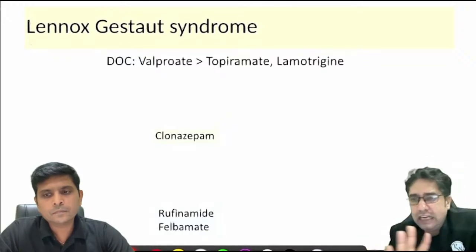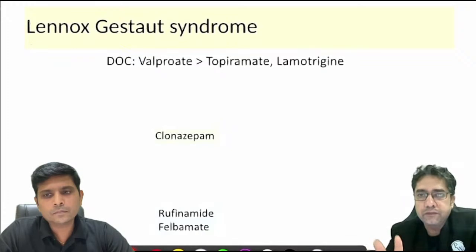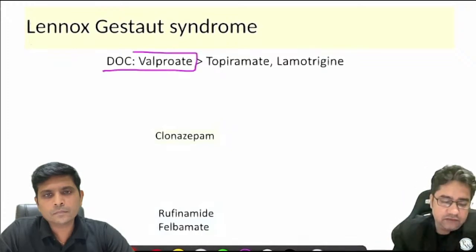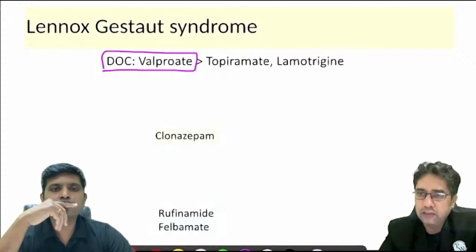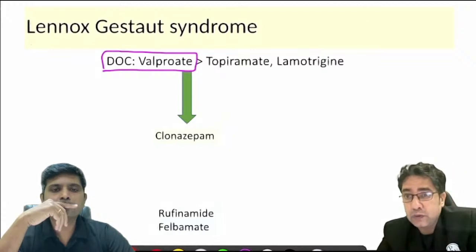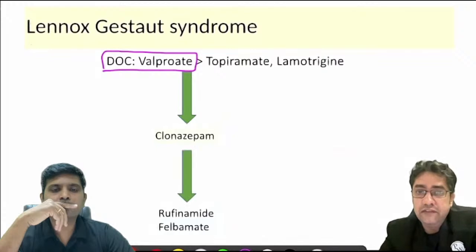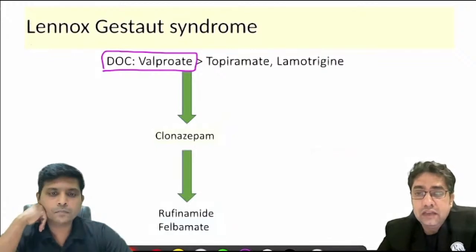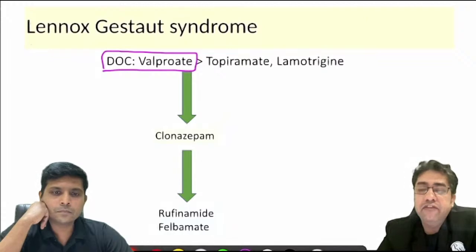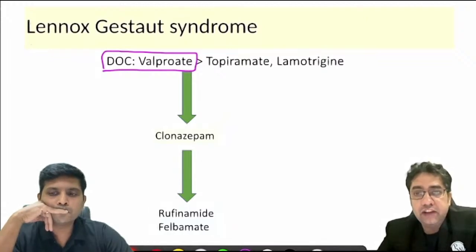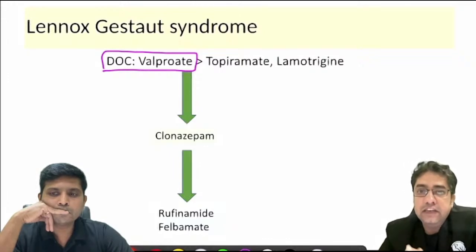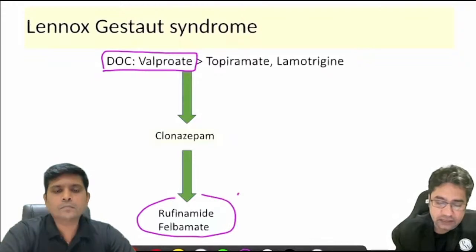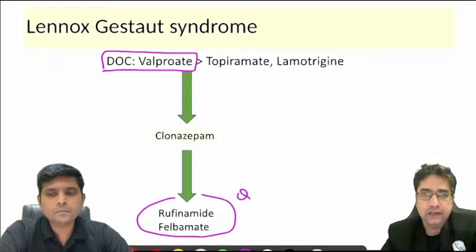If we can see, the treatment is very much similar to Dravet syndrome. Again, the drug of choice, we start with valproate, the most effective one. Alternatives to valproate are topiramate and lamotrigine. Not controlled, we add clonazepam. But the last one is different from Dravet syndrome. If it is still not responding to clonazepam, we can add rufinamide and felbamate. Rufinamide and felbamate are the drugs which were specifically developed for Lennox-Gastaut syndrome. This question comes very commonly in your entrance exams as well.